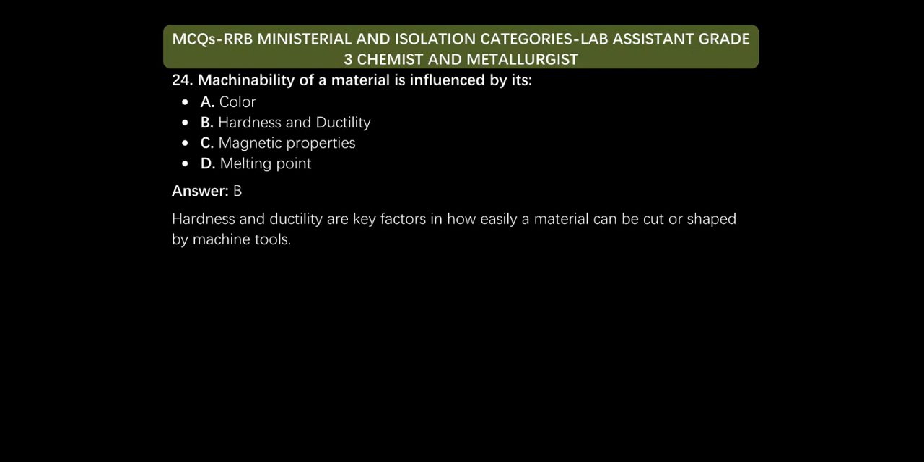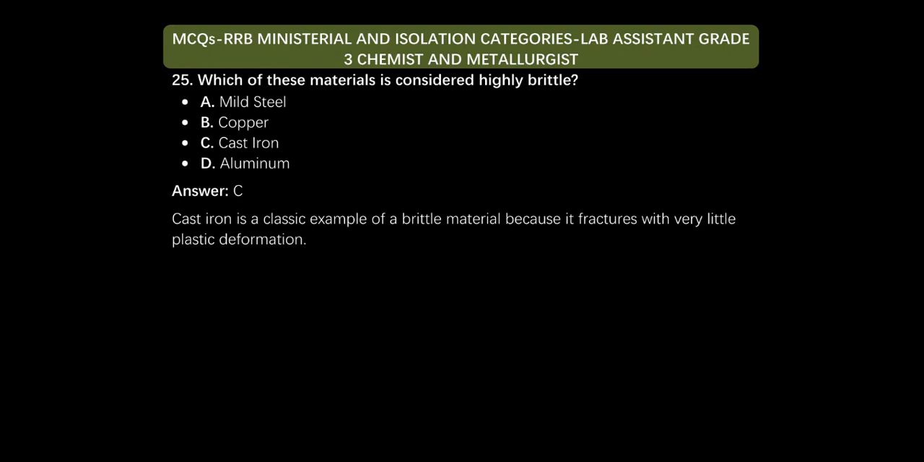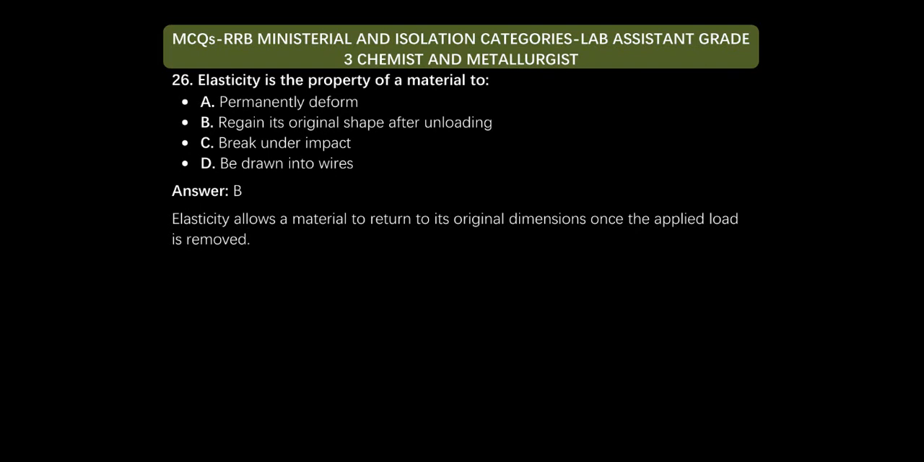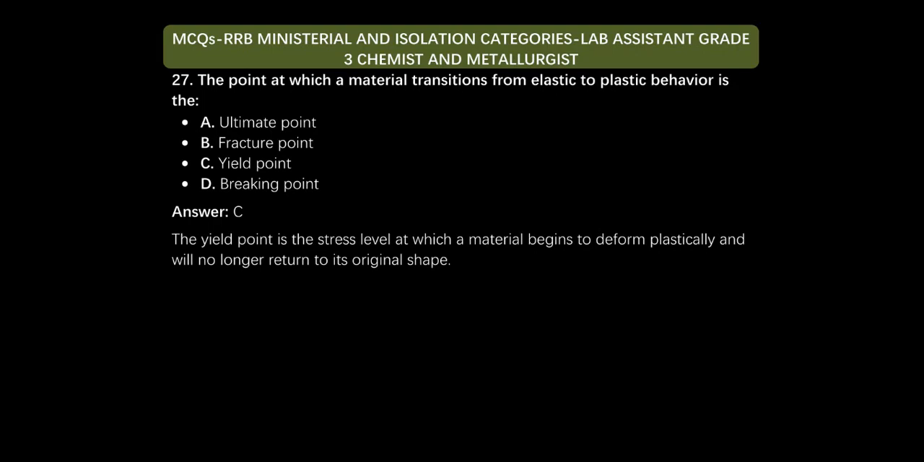Machinability of a material is influenced by its option B. Hardness and ductility. Which of these materials is considered highly brittle? Option C. Cast iron. Elasticity is the property of a material to, option B, regain its original shape after unloading. The point at which a material transitions from elastic to plastic behavior is the, option C, yield point.